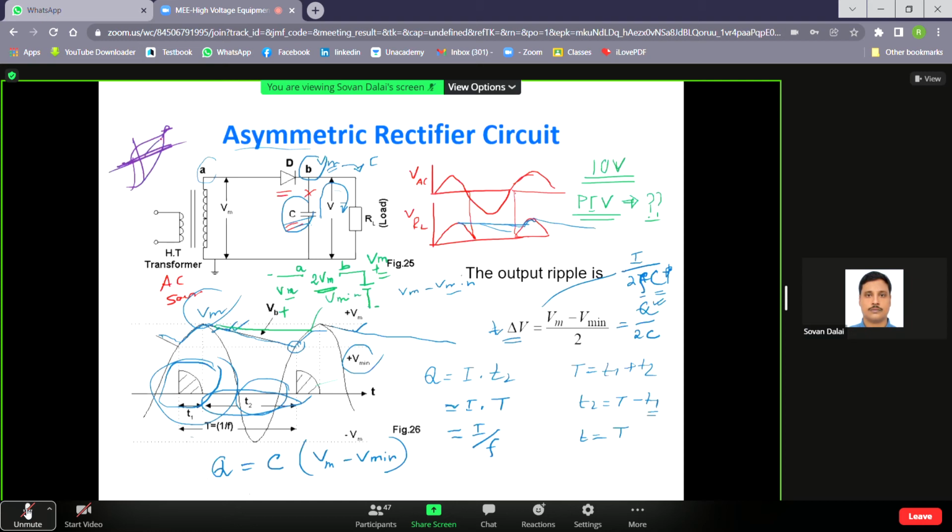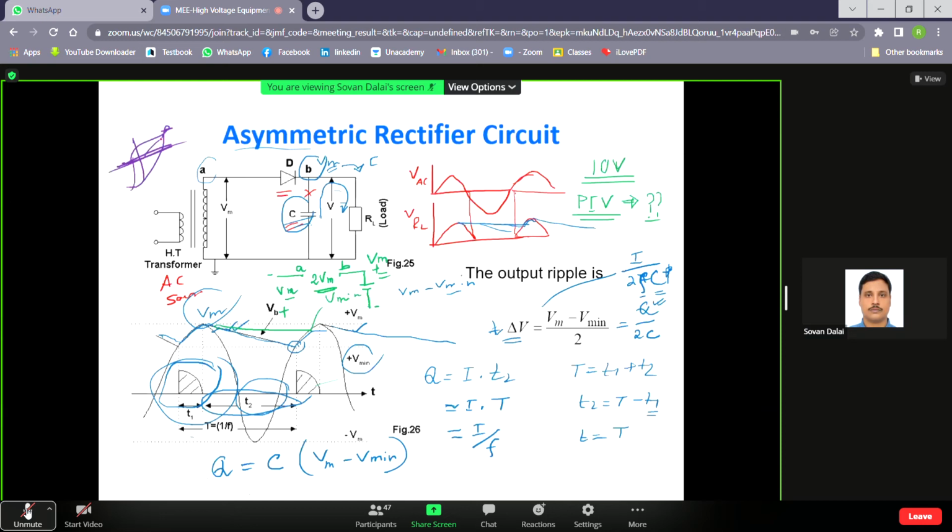Is it clear to all of you? Yes or no? Yes sir. Okay. So due to that reason, this half-wave rectification scheme is not commercially accepted.